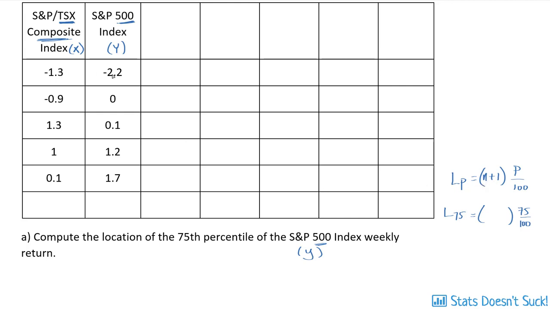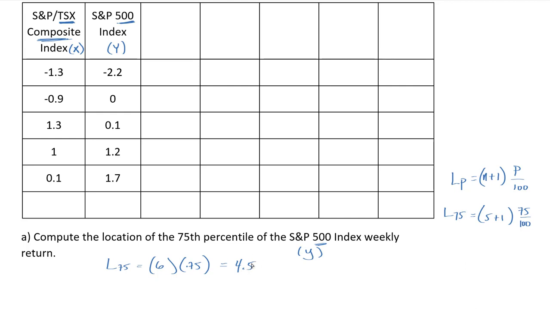Now you might be thinking that we have 1, 2, 3, 4, 5, 6, 7, 8, 9, 10 different observations here. But we're looking only at the Y data, the S&P 500. So we have a total of 5 returns there. So it's going to be 5 plus 1. Now I can quickly work this out. The location of the 75th percentile is 5 plus 1, so that's 6, times 75 over 100, that is 0.75. And if you work this out, it gives us an answer of 4.5.